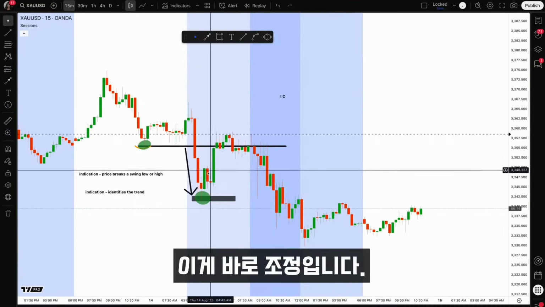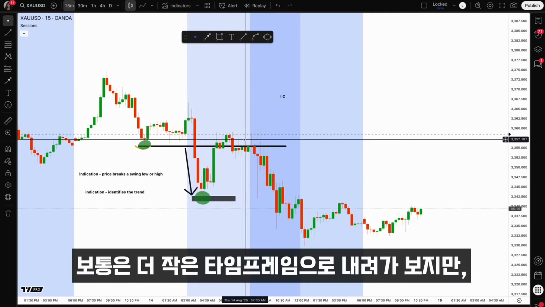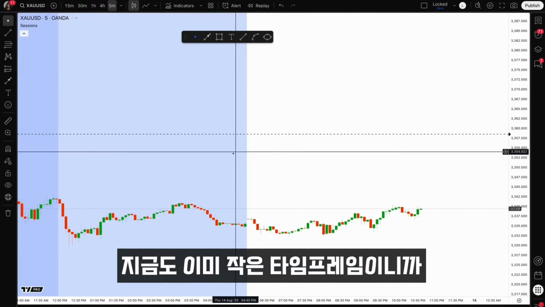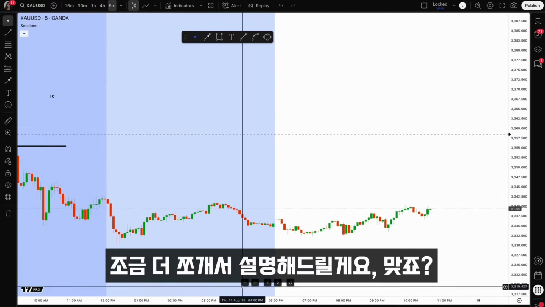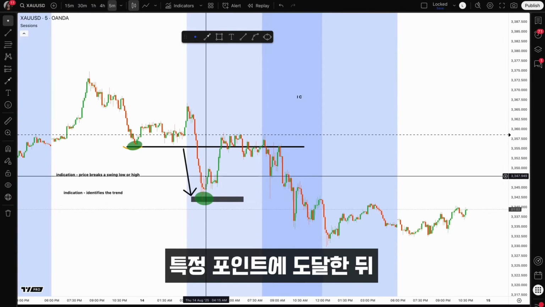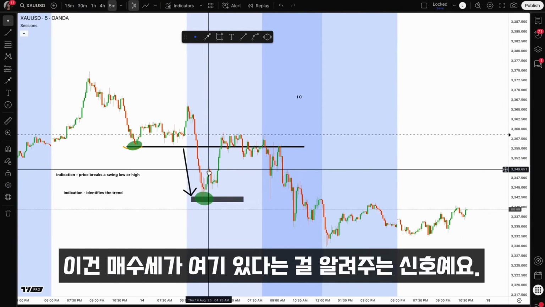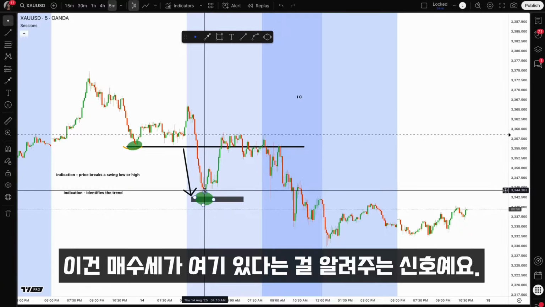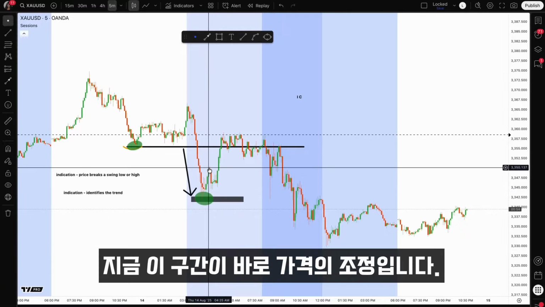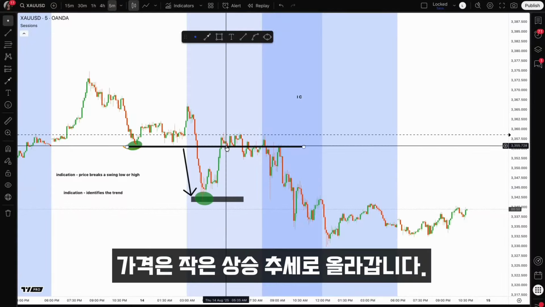This is the correction. Normally you will scale down to a smaller time frame, but since we're already on a small time frame, we're going to go to the 5-minute time frame so I can break it down a little bit more for you, right? So price goes on a correction. We know it's going on a correction because it comes to a certain point, has a big push up. This is letting us know buyers are here. This is price correcting, higher low is made, price goes up on a small uptrend, right?